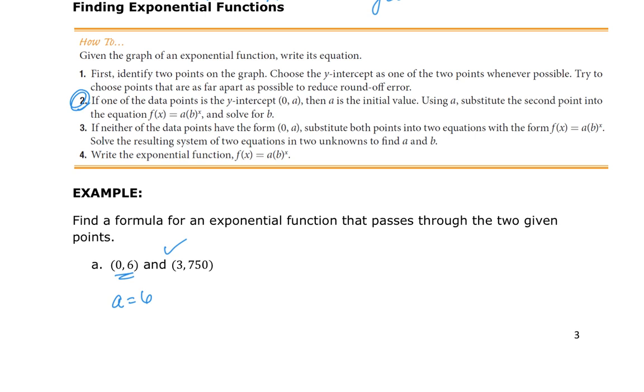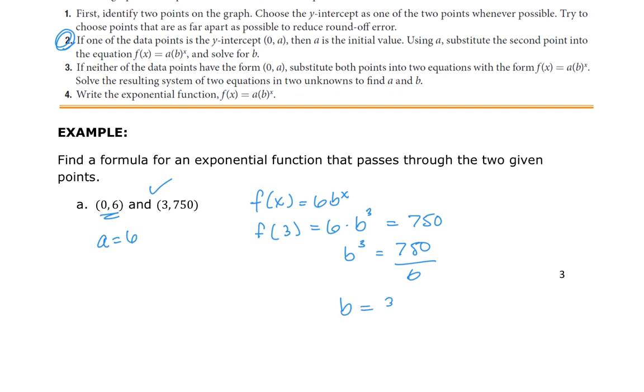Using a, substitute the second point into the equation. So we have f of x is equal to 6 b to the x. And then all I have to do is put the second point in. So I have f of 3 is equal to 6 multiplied by b raised to the third, which is equal to 750. All right, so b to the third must be 750 divided by 6. So then b must be the cube root of 750 divided by 6.